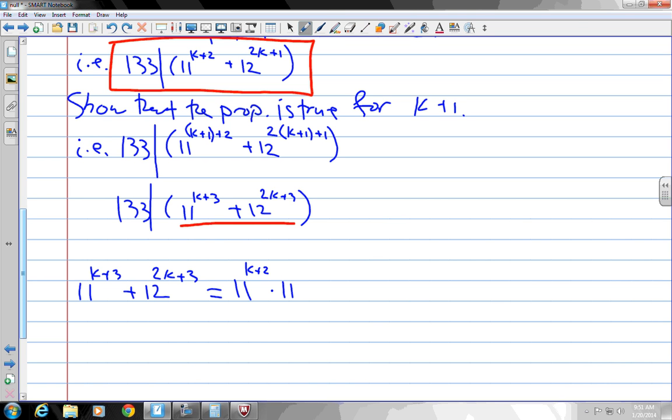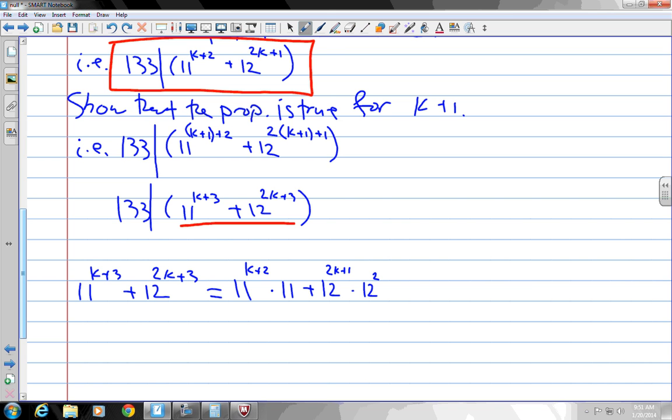Now, for 12, I have 2k plus 1. Here I have 2k plus 3. So that means I should probably rewrite it as what? Because again, I'm trying to get my assumption in there somehow. Right, 2k plus 1 times 12 squared. I can do that. Is that okay?